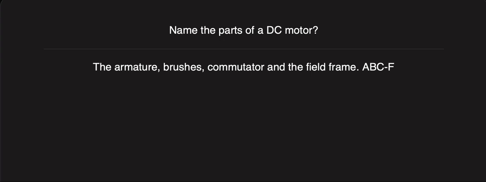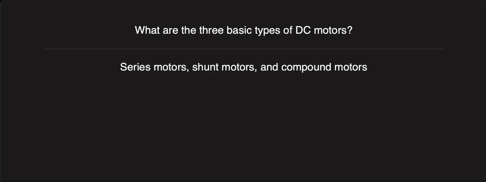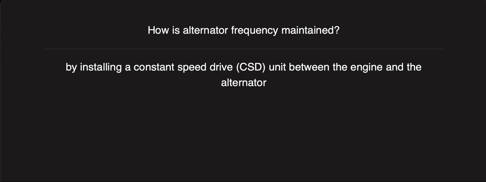Name the parts of a DC motor. The armature, brushes, commutator, and field frame, ABCF. What are the 3 basic types of DC motors? Series motors, shunt motors, and compound motors. How is alternator frequency maintained? By installing a constant speed drive, CSD, unit between the engine and the alternator.